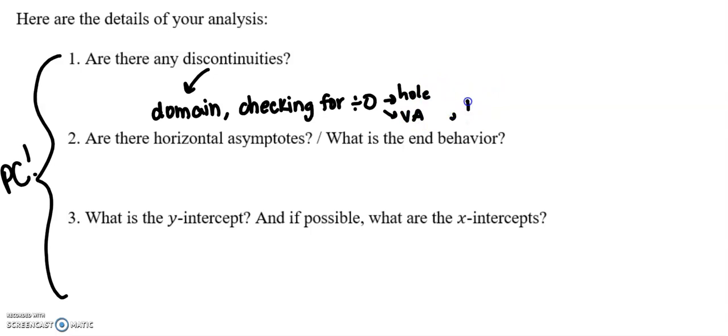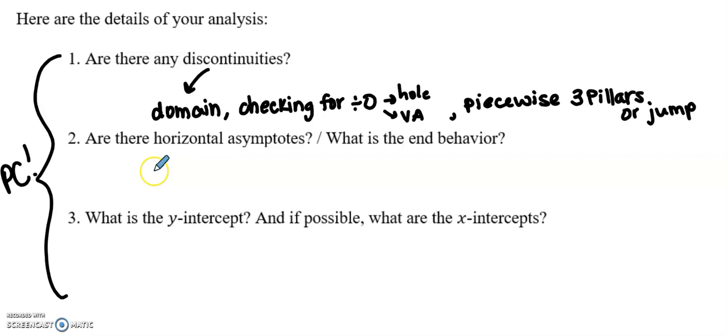And then if we're talking about a piecewise function, we haven't seen those in a little while, we'd want to check the 3 pillars and make sure that we didn't have a hole, a vertical asymptote, or a jump, right? No discontinuities. Are there horizontal asymptotes? What is the end behavior?